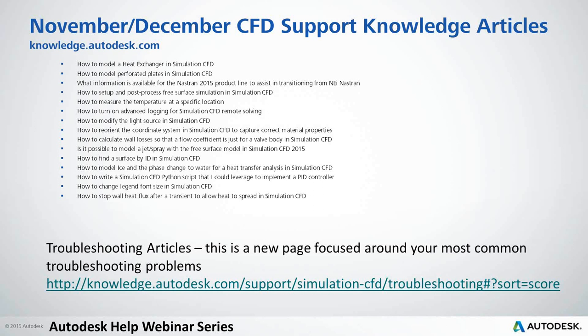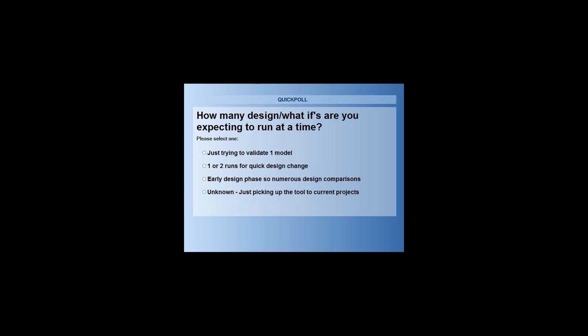The first question I have here is, I'm trying to understand a little more of what you're trying to do at your company. I'm assuming a lot of people who are joining are new to using CFD, and there's probably some that have been using it for a long time and are joining in with other people that are picking up the tool at their company. So this question is asking, how many different what-ifs would you be doing at your company? If you're just trying to validate one model, that's great.